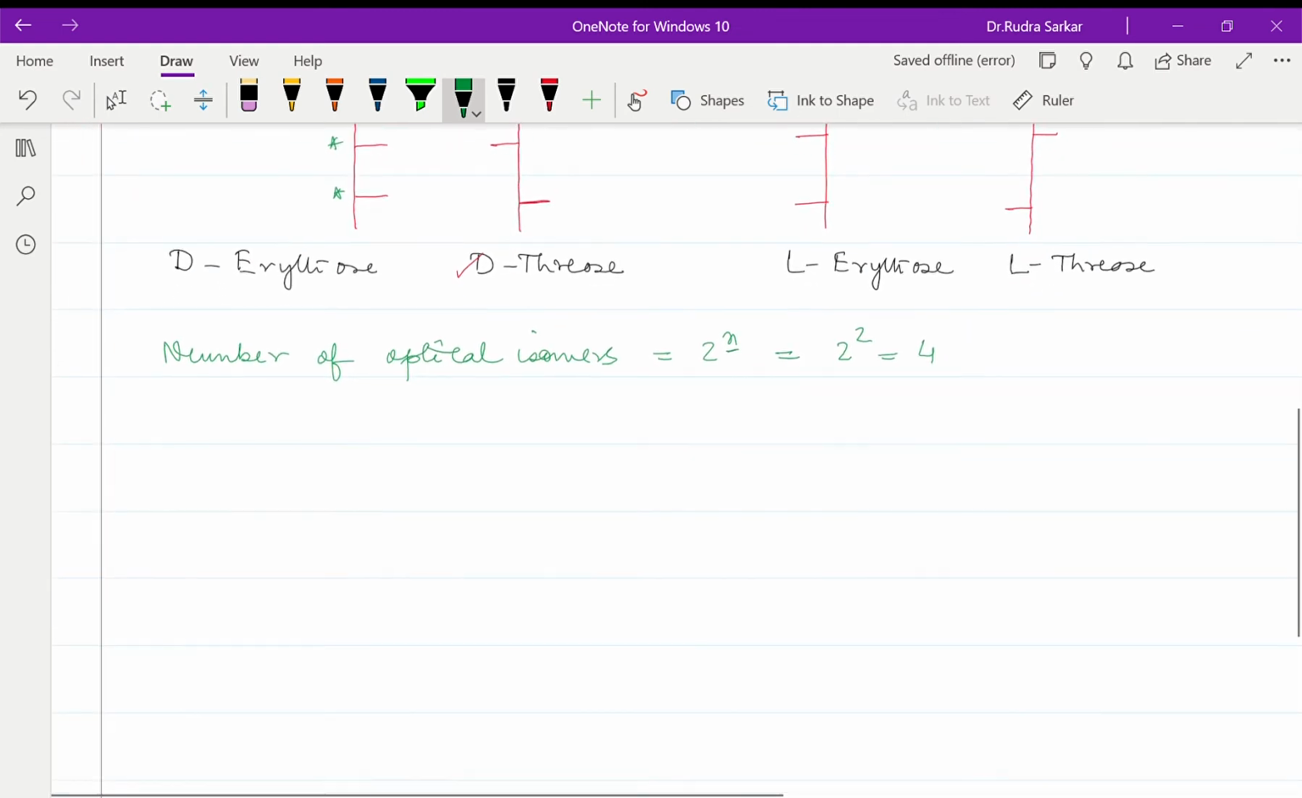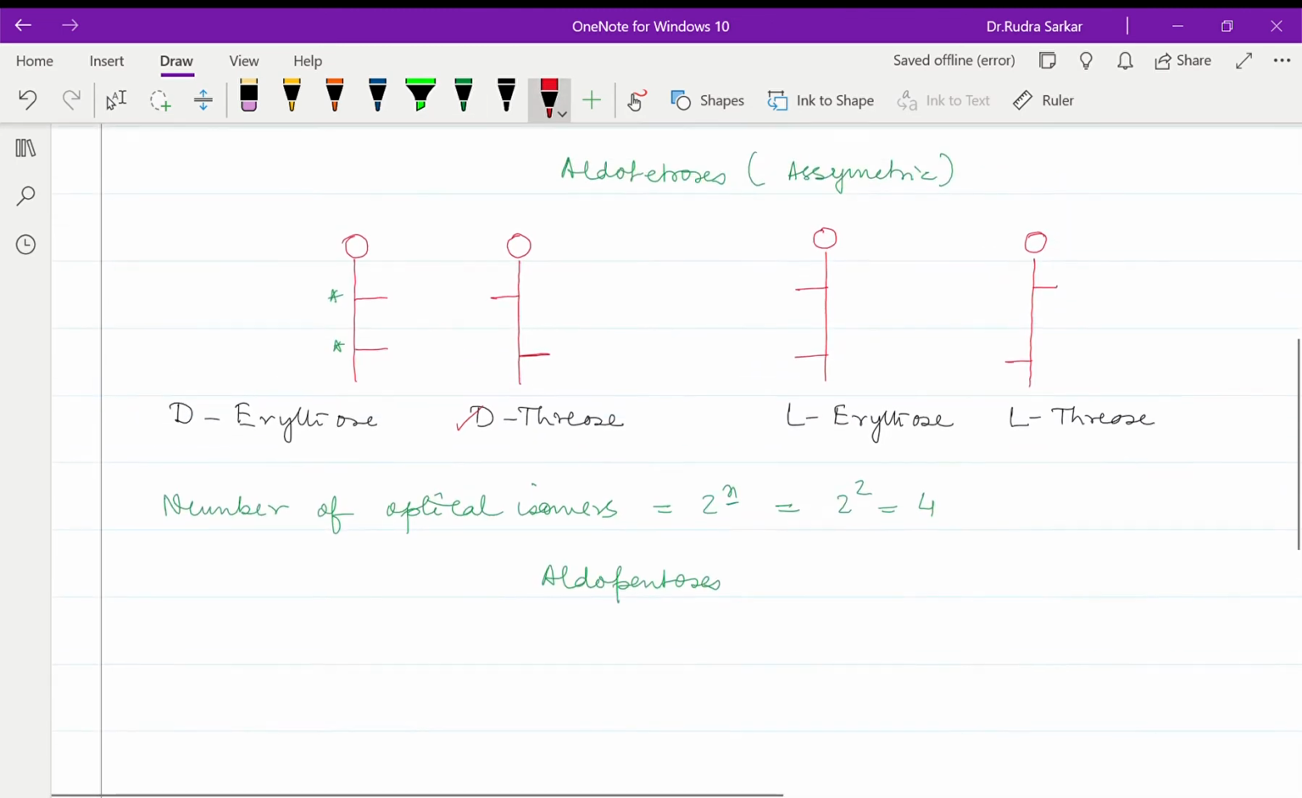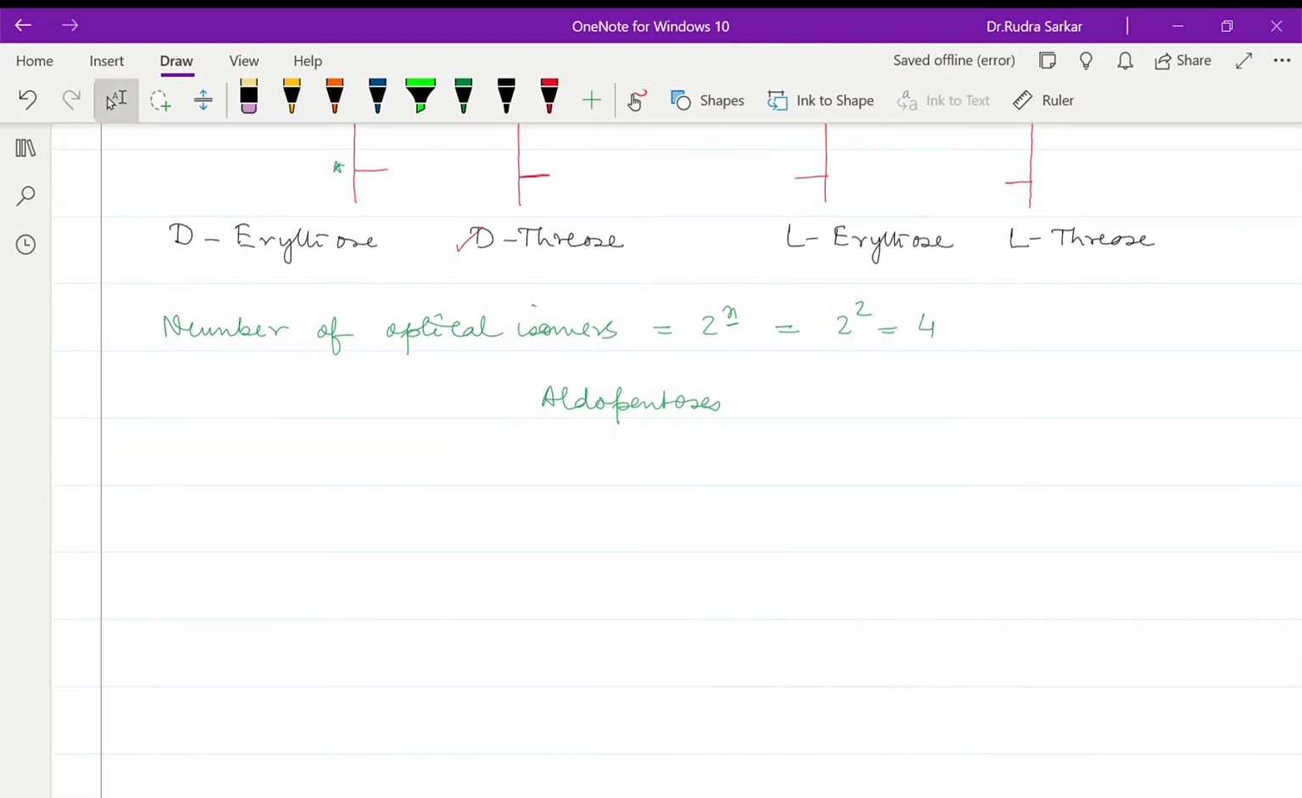Now if we want to go from the aldotetrose to aldopentoses, again we have to add one more horizontal line on the top, coming from here, like that. So let's use D-erythrose and see what molecules can be produced from it.